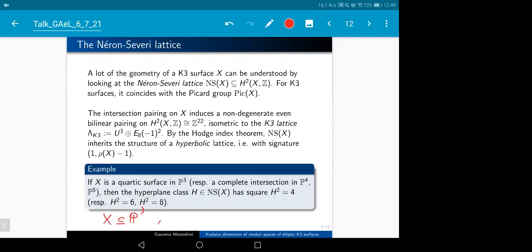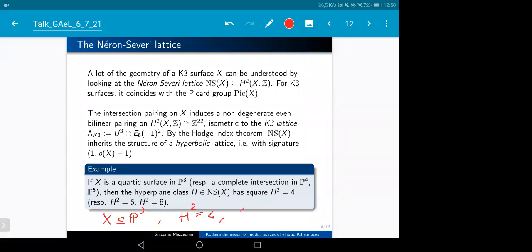Well, of course, if we have a quartic in P3, we have the hyperplane section H, which is a certain element in the Néron-Severi group of the K3 surface. And the self-intersection is just the degree of the surface, so 4. And we can rephrase this in a different way that will be more convenient for us.